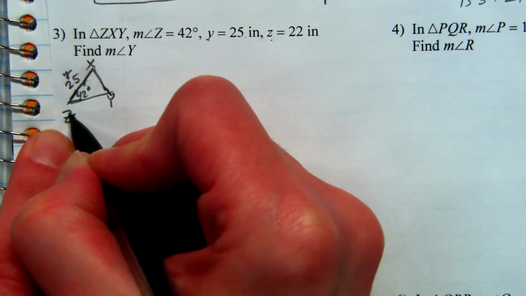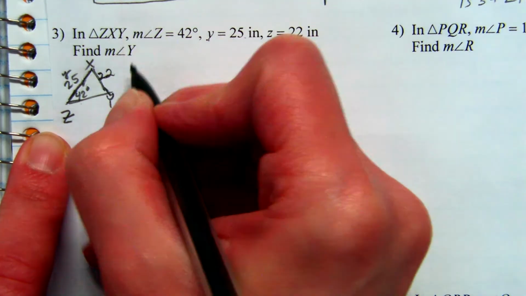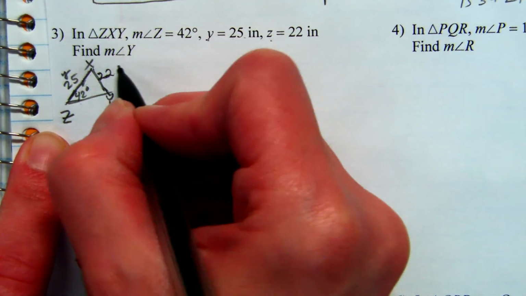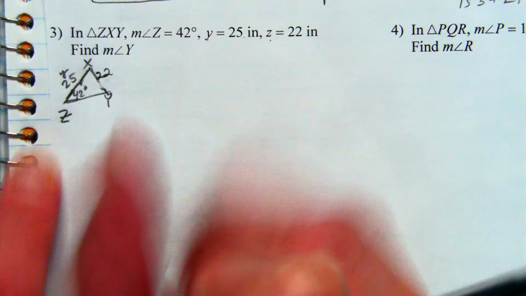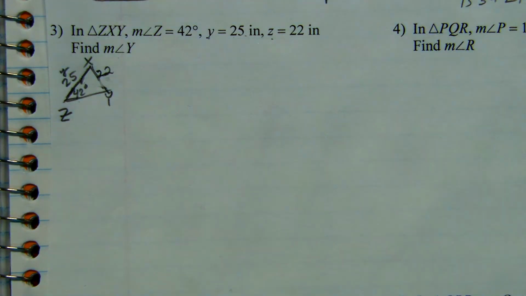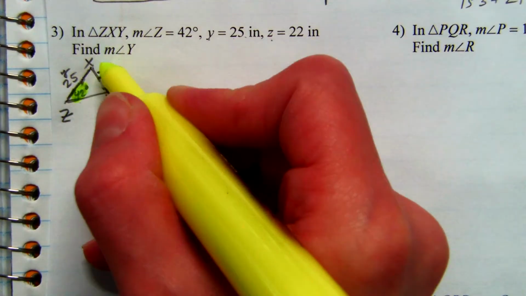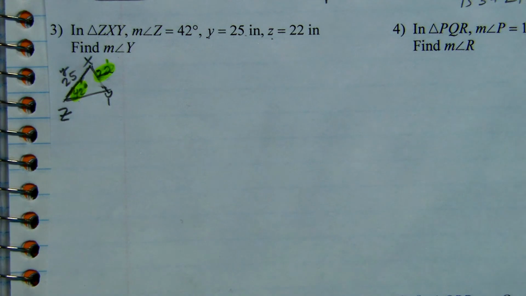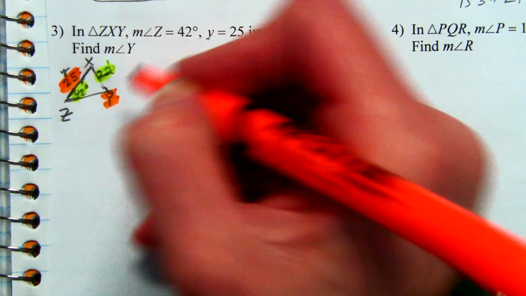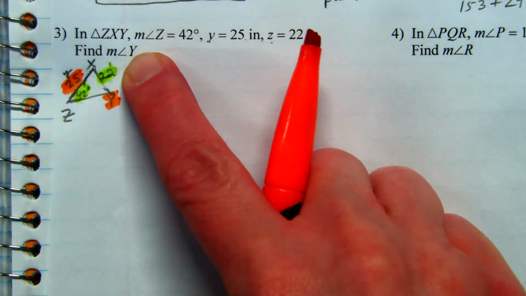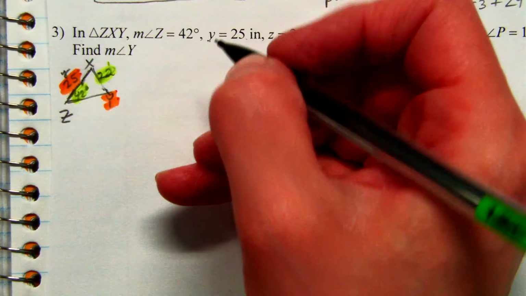So here's angle Z, and this 22 is going to go over here, and that's the same as side little z. Okay? Put a little z under there, although my 2's and z's look the same, so it's just going to be confusing. All right, so you want to find a pair that goes together. So 42 degrees is across from 22. And 25 over here is across from angle Y, which is the one it says to find. Find the measure of angle Y. So this should be pretty straightforward.